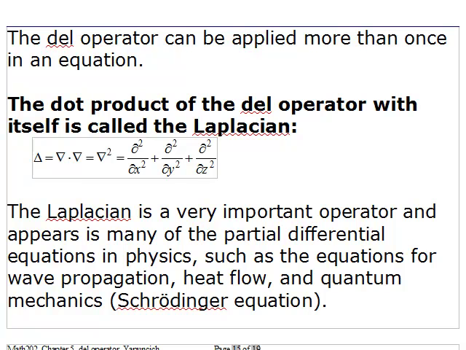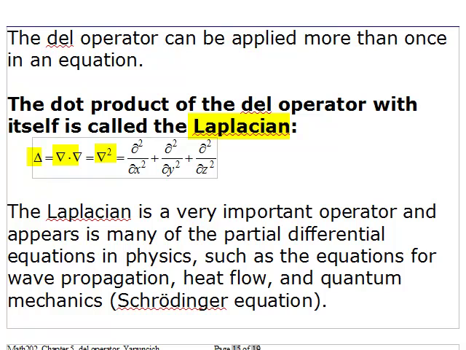Now if you apply the del operator twice, you get something called the Laplacian. So it's applied twice. Remember, it's a vector function, so it's applied through a dot product, del dot del, which can be written as del squared, or with this what's called a nabla, and that's an upside down triangle, or right side up, depending on how you look at it. Anyway, that's a symbol for what's called the Laplacian.